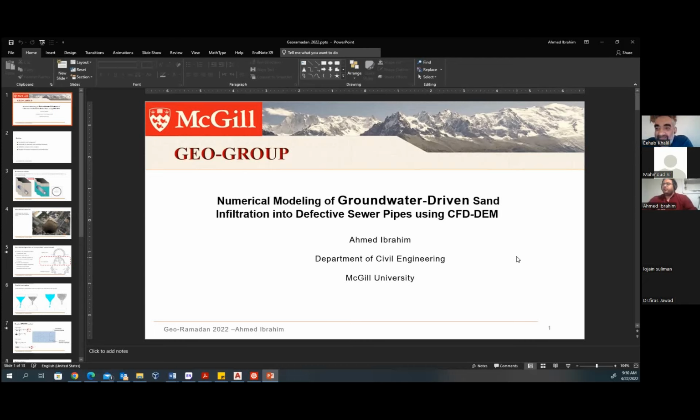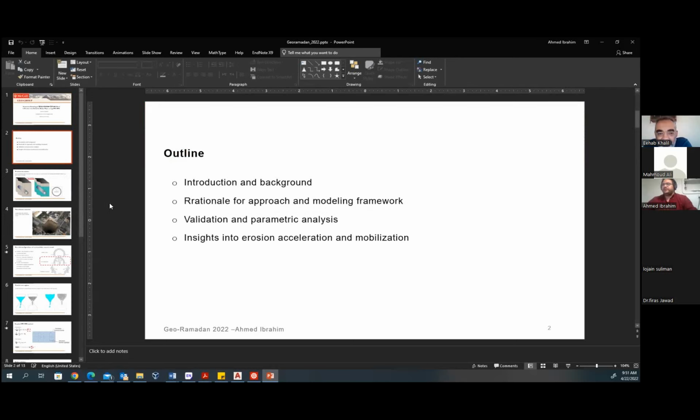So today it's numerical modeling of groundwater-driven sand infiltration into defective sewer pipes. Basically, we're going through a bit of introduction and background. What are we looking at? What is the problem that we're tackling? And then we start by answering a very important question: what is the rationale for the approach and the framework we're using?